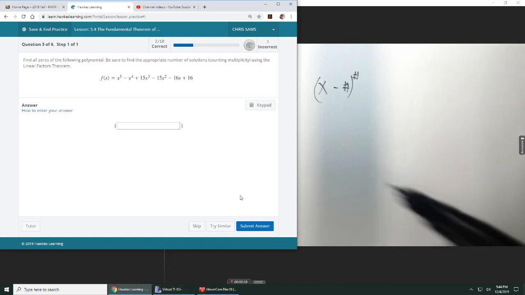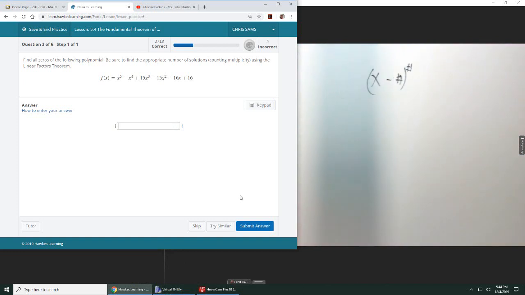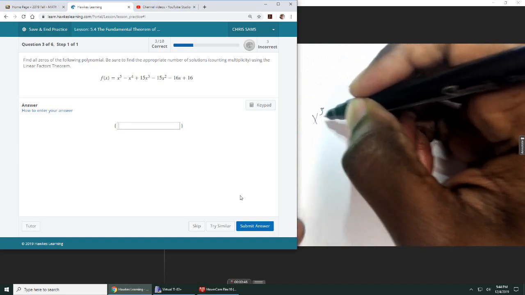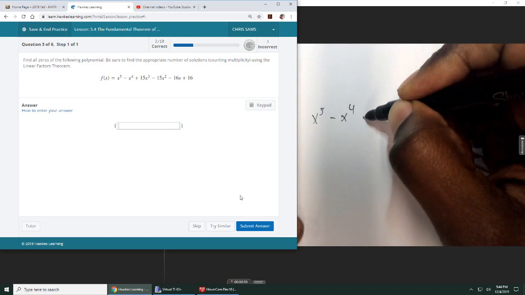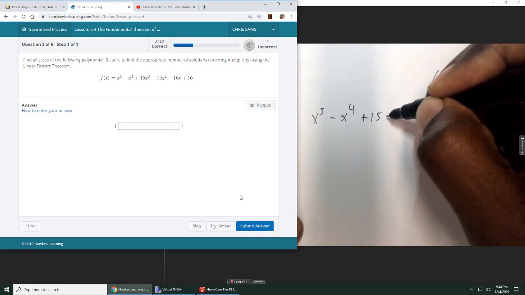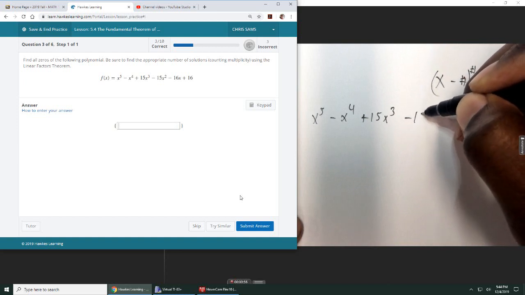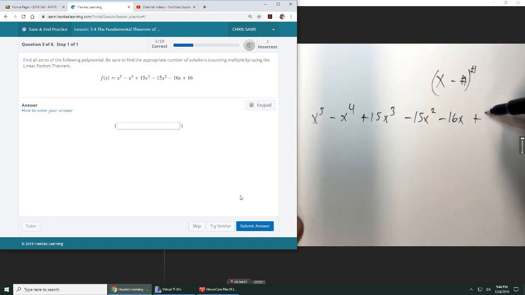Okay, so here's my polynomial function. Put this over a little bit. We have x to the 5th minus x to the 4th plus 15x cubed minus 15x squared minus 16x and then plus 16.